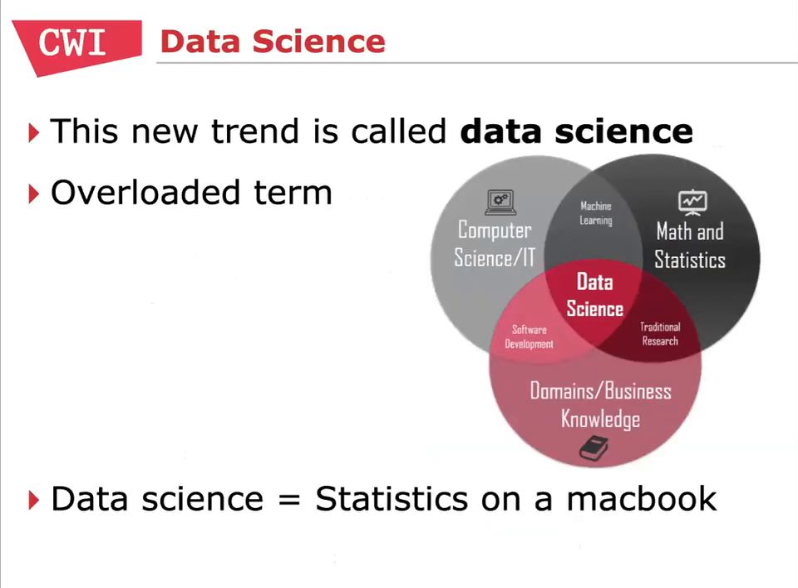And the new trend, kind of the overarching term, is called data science. It's a very overloaded term. It can mean a lot of different things. If you Google it, you get this nice Venn diagram. And you can see here, they say it's a combination of computer science, math and statistics, and domain/business knowledge. It's pretty accurate. For me, I like to see it as just statistics on a MacBook, which I think is a pretty apt summary. It's very related to statistics, of course, about gathering chances, percentages, and such.